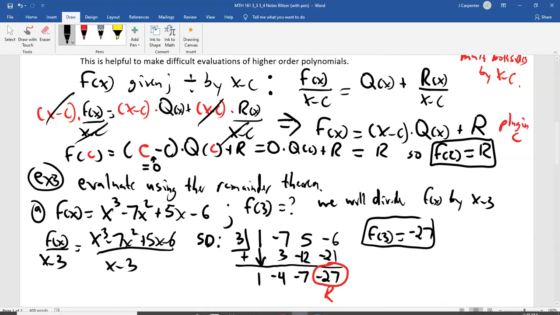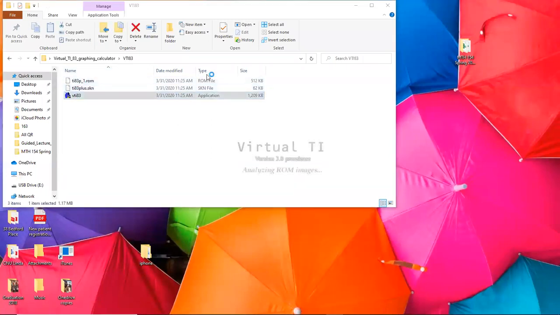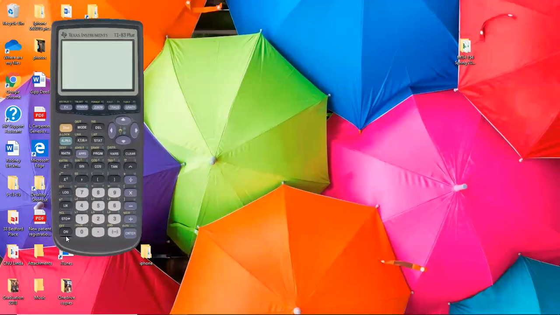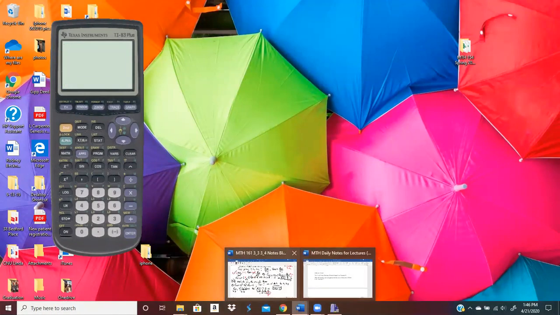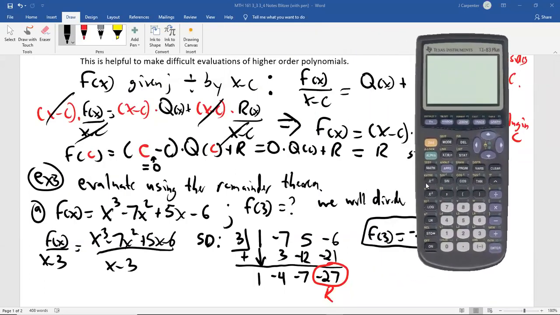Now, if you don't trust that, just for the sake of time, there we go. We're doing f of 3, so this was 3 to the third power minus 7 times 3 squared plus 5 times 3 minus 6. So if this theorem is true, just directly plugging 3 into the function should spit out negative 27. Drum roll. Negative 27. It works.